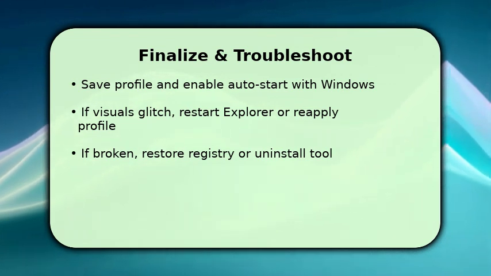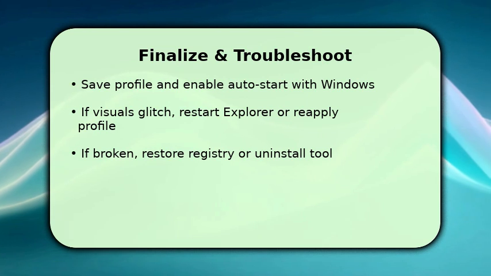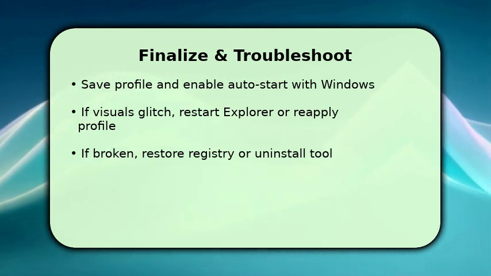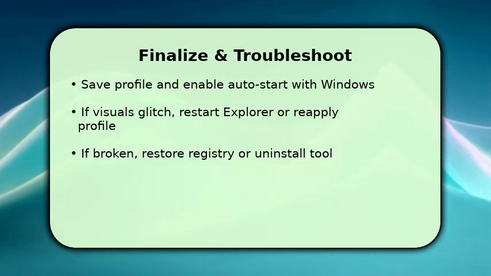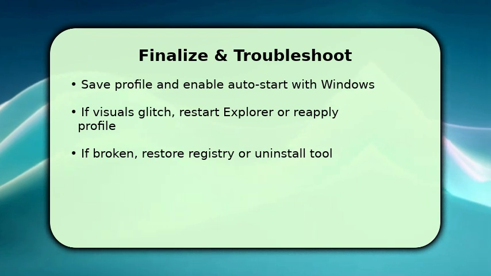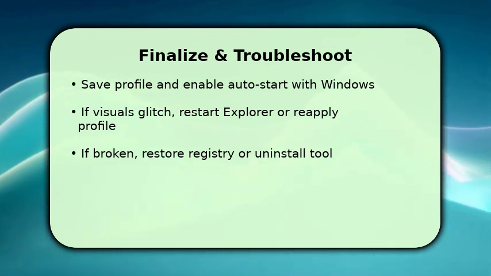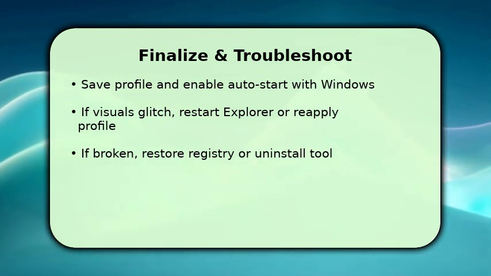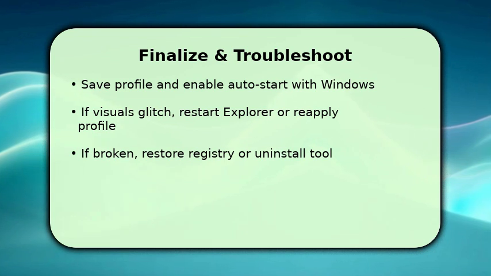If you see visual artifacts, first restart Explorer or toggle the profile. This often resolves compositing glitches. If problems persist, like crashes or missing icons, uninstall the tool and restore the registry or system restore point you created. That reverts changes safely.